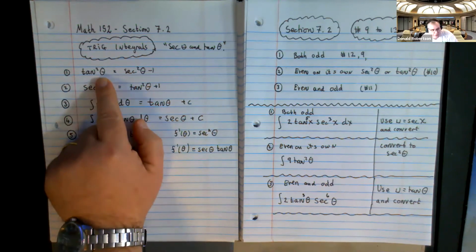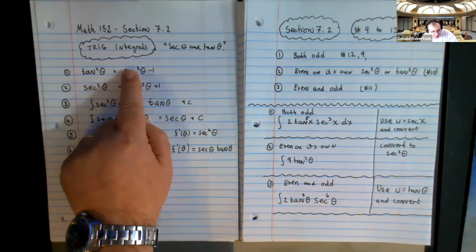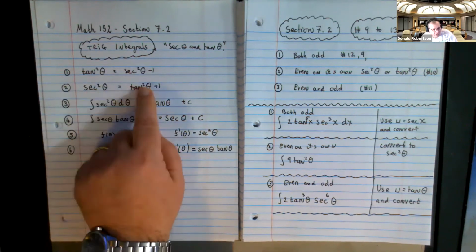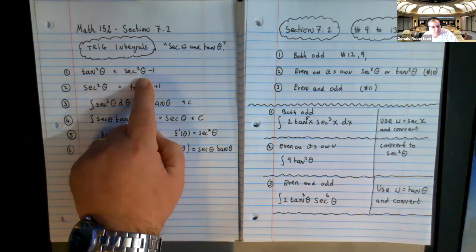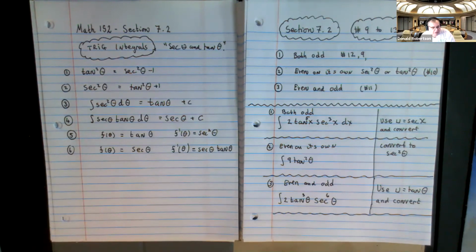So these are the two main identities that allow us to turn tan squared into secants and secant squared into tans. These will get used today, both of them. I hope you remember, or at least now that I've written it down it comes back to you, that the integral of secant squared is tan.